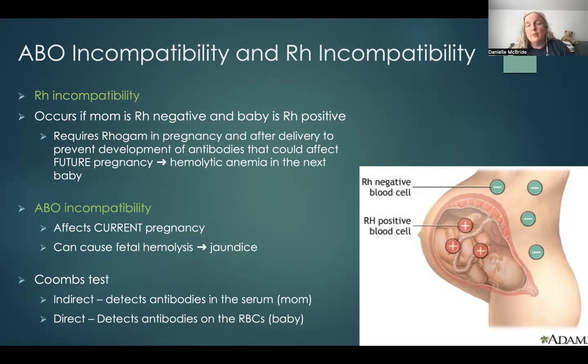These babies have a higher prevalence of jaundice because of the breakdown of the red blood cells. And so if we test the baby and the baby does have antibodies, if the Coombs test is positive, then they watch those babies a lot closer, right? They watch their bilirubin levels and watch for jaundice. So that's ABO.